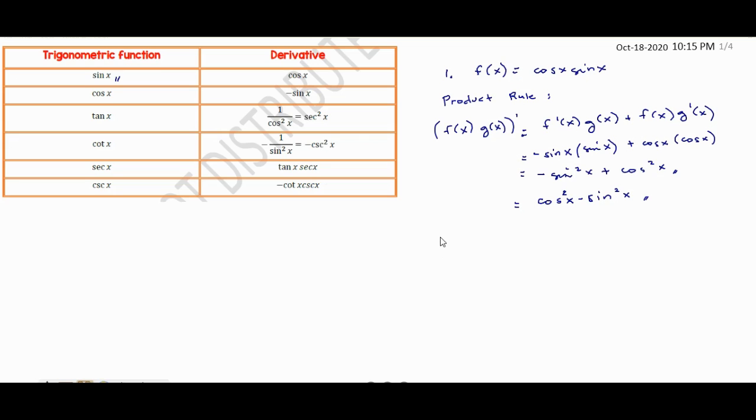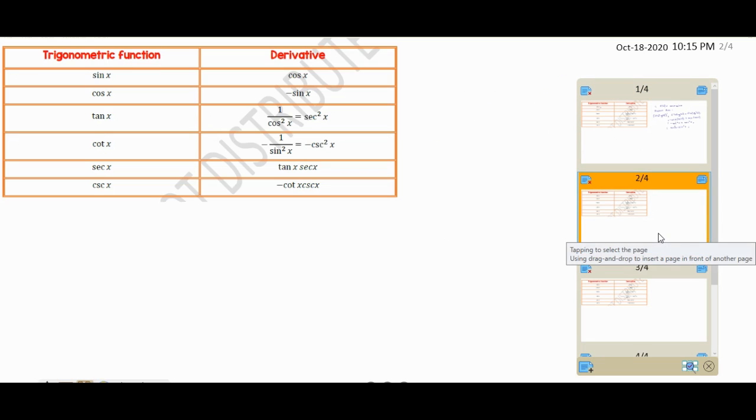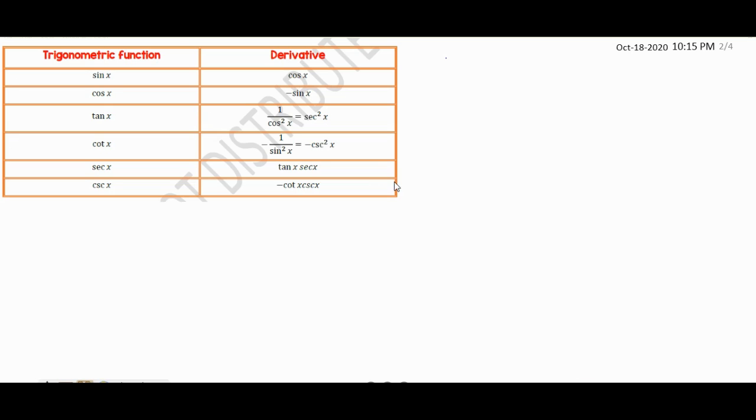Okay, now let us evaluate another function. Let me just change sheets so we can have more space. Our next function is f of x is equal to x cotangent x. So we have the first function. Lagyan natin ng ganito para hindi kayo masyadong nalilito. The first function is x and the second function is cotangent x. Since this is, again, a product of two functions, we will still use the product rule.